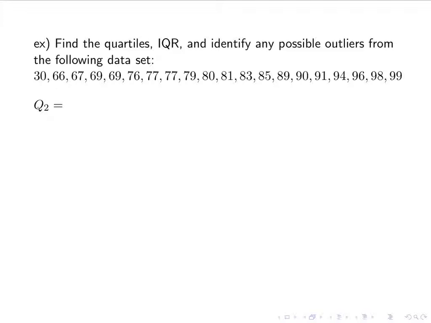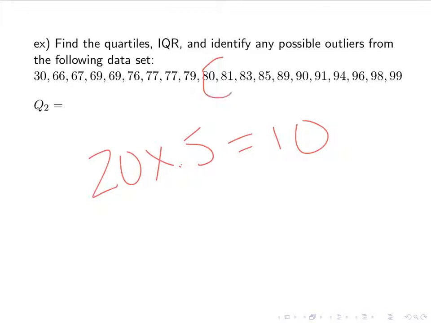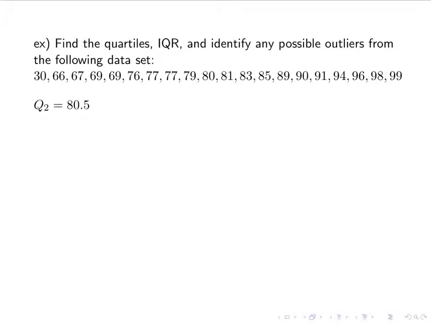Q2 is the midpoint. Remember that this is the 50th percentile. So we take n, which is 20, and multiply it by 0.5. That gives us 10. Since 10 is an integer, we look at the mean of the 10th and 11th values, which are 80 and 81. We want to find the mean of 80 and 81, which again is just the midpoint. Halfway between 80 and 81 is 80.5.